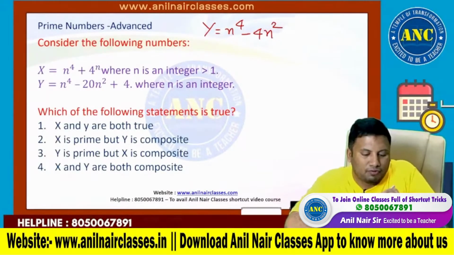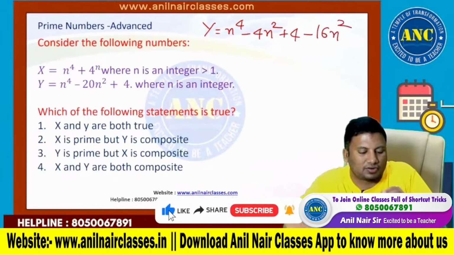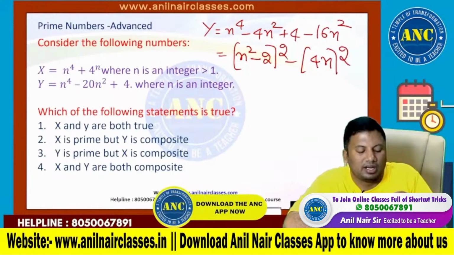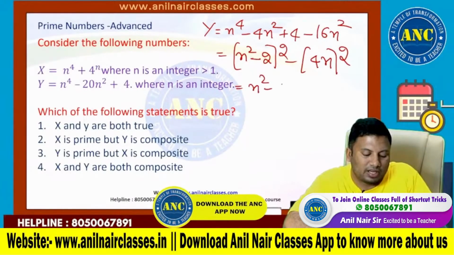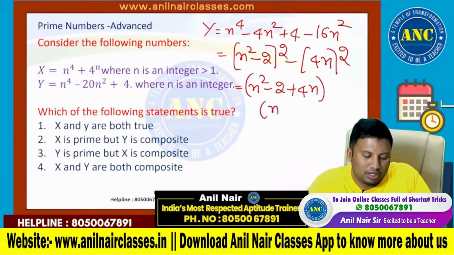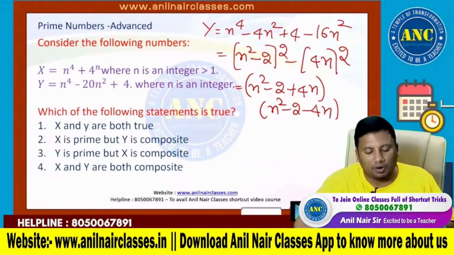Minus 4n square plus 4 minus 16n square. These are nothing but (n square minus 2) whole square, and these are nothing but (4n) whole square. So a square minus b square is (a plus b) into (a minus b). I hope it is clear.